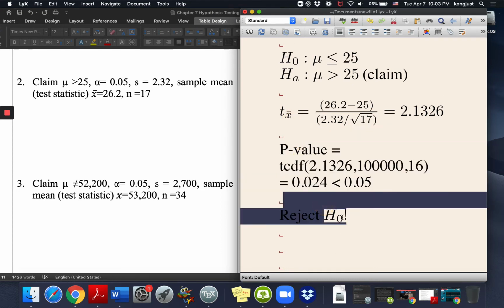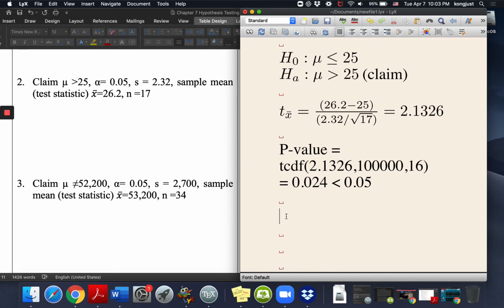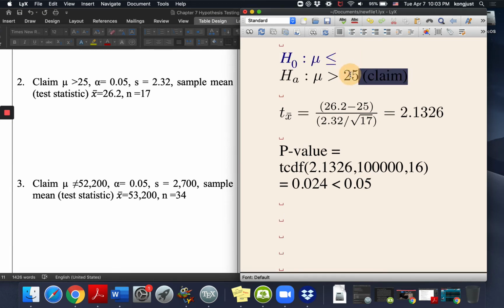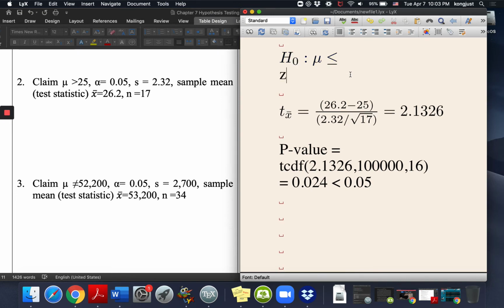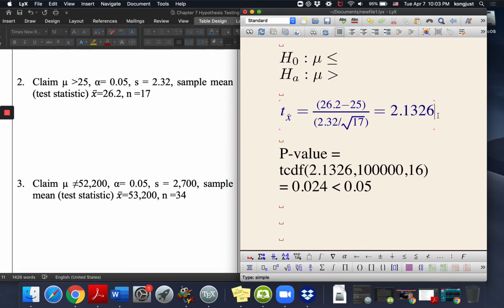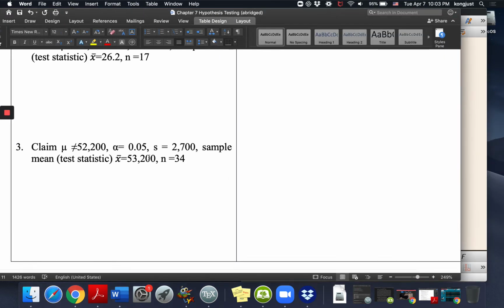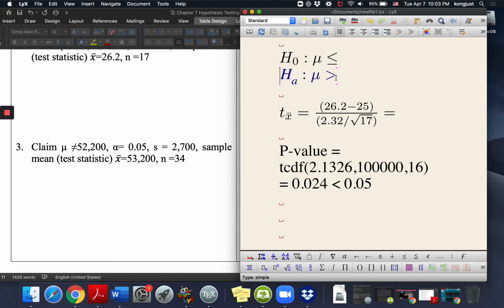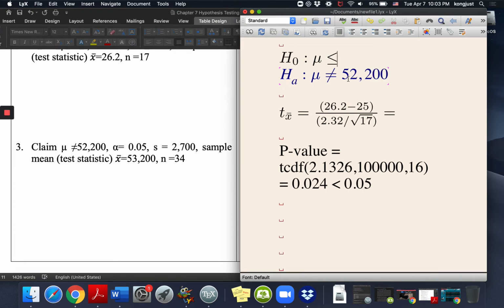Let's move on. I'm going to just modify this again. So let's kind of leave some of this stuff so I don't have to type everything all over. Okay, so this time the claim is that mu is not equal again. So we're again using a two-tailed test. The not equal part, that is the alternative hypothesis, 52,200.